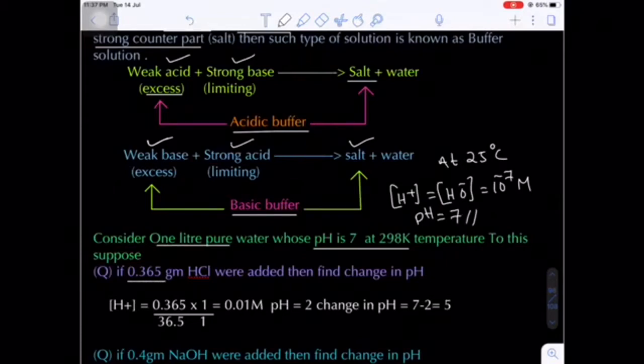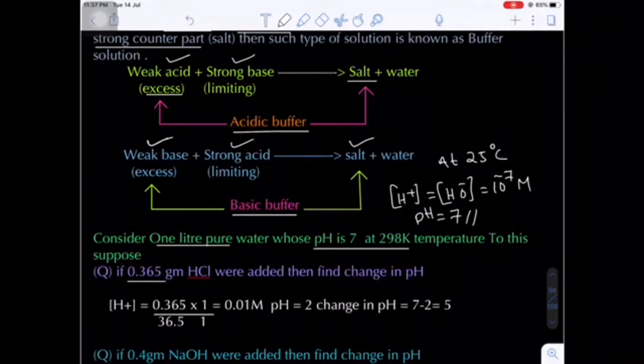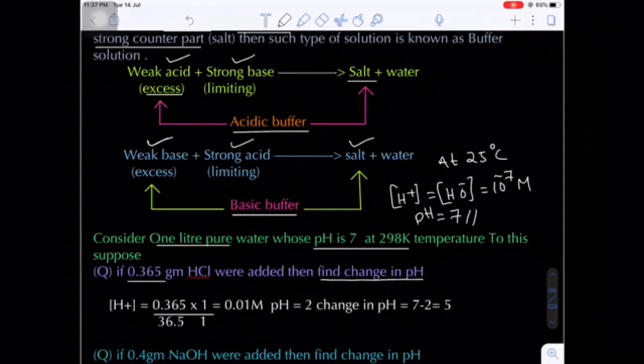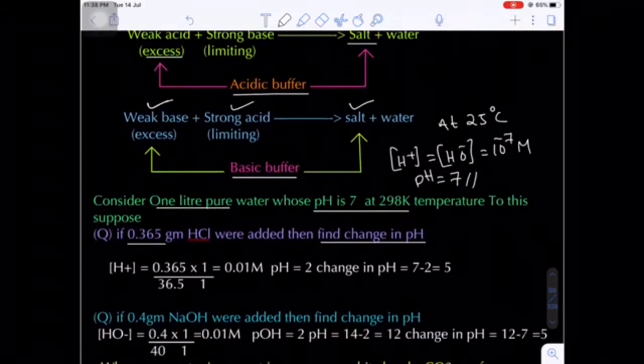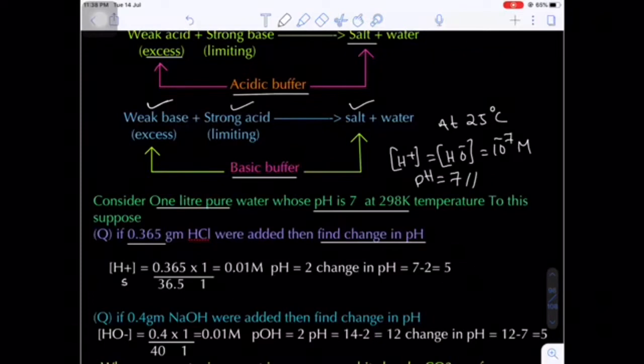Suppose to this 1 liter of pure water I add 0.365 grams of hydrochloric acid. Then we have to find the change in the pH. Are you getting my point? The question is clear. I am adding 0.365 grams of hydrochloric acid to 1 liter of pure water at room temperature. My question is, find the change in the pH.